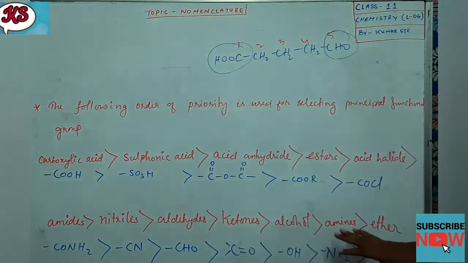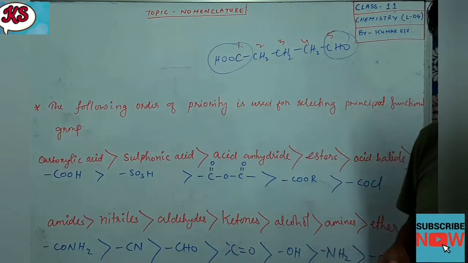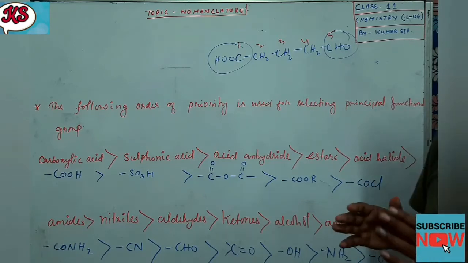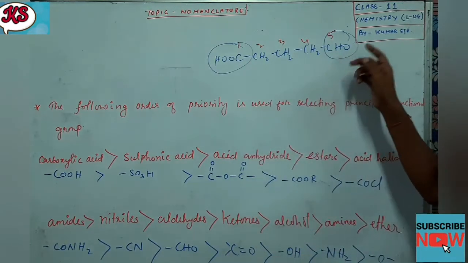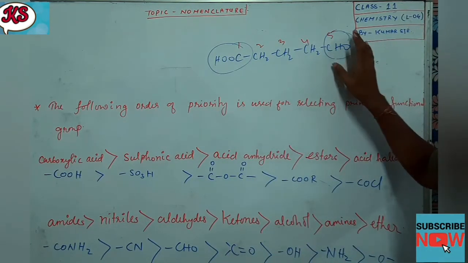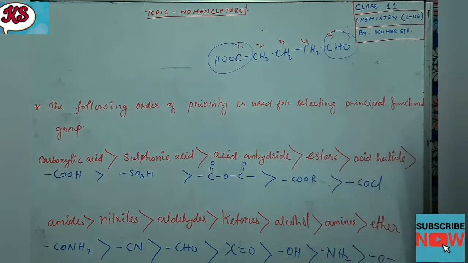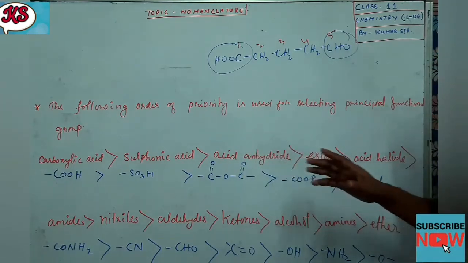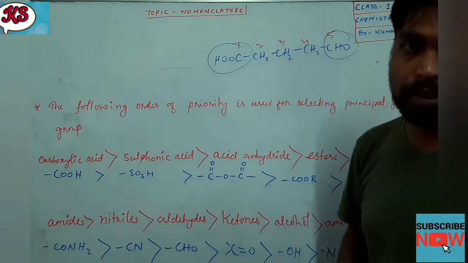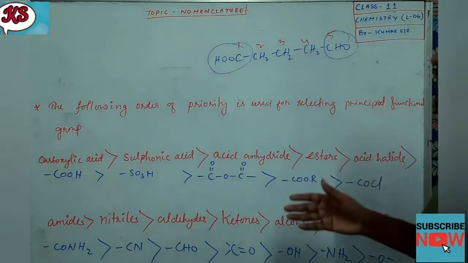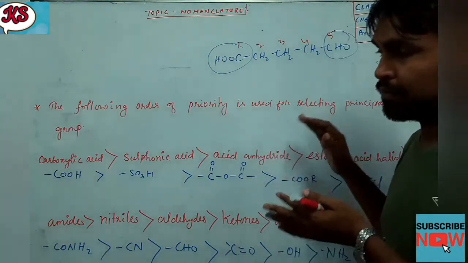This is the order. If more than one functional group is given, which one to give the first preference, from where to start the numbering, the one which we give preference will be called the principal functional group, and the one which we treat as normal will be called what? Substituent, or the secondary functional group. Getting my point? So this order of priority is very, very important. In CBSE it used to be asked for 2 marks, in class 11. So dear students, who knows, in NBSE also it may come. So this is very important, you have to memorize it.